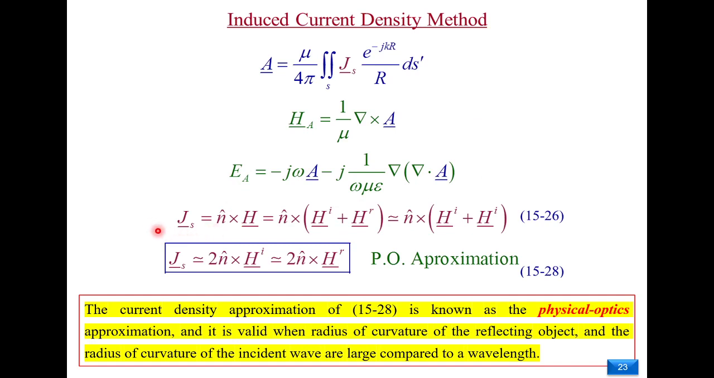How can we get the surface current S? S equals n cross H. And now we have two sources. For H, we have the incident current and the reflected current.